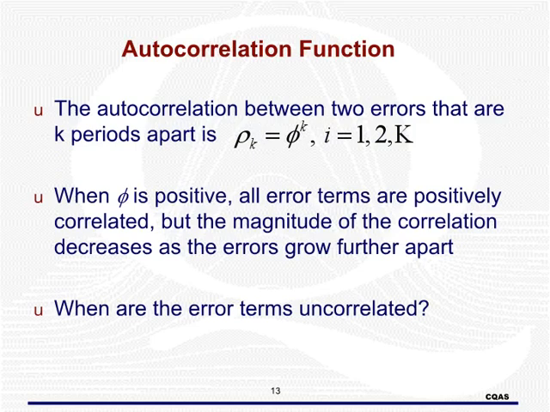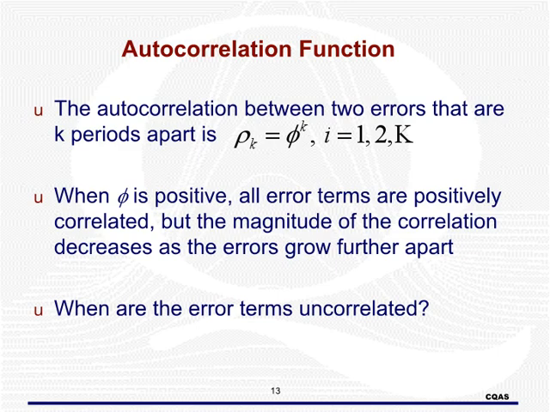In fact, the autocorrelation between any two errors is phi to the power k, where k is the size of the lag. Notice that when the autocorrelation parameter is positive, the errors are positively autocorrelated since phi to the k power will always be positive. The magnitudes of the autocorrelation will get smaller as the lag increases. As k goes to infinity, the autocorrelation goes to 0. Based on what we have seen so far, we would expect the errors to be uncorrelated when the autocorrelation parameter is 0.